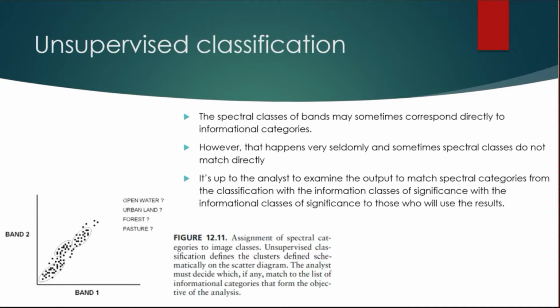But this identification is more or less obvious from the spectral properties of the class, but there's sometimes when this isn't as obvious. So seldom does that happen where we depend on such clear distinctions. It's almost like more rare. And other times, spectral classes do not match directly to informational classes, right? So the analyst would then have to come in and kind of reclassify those areas.